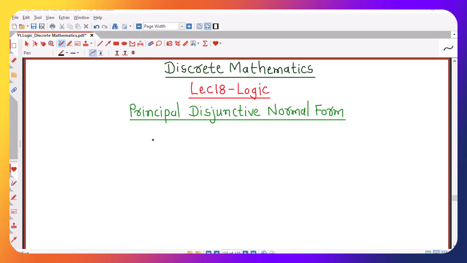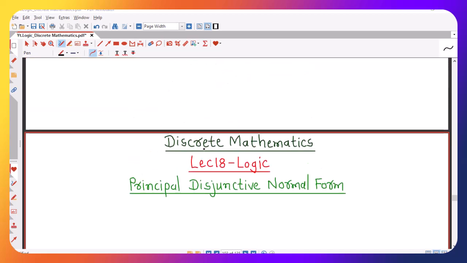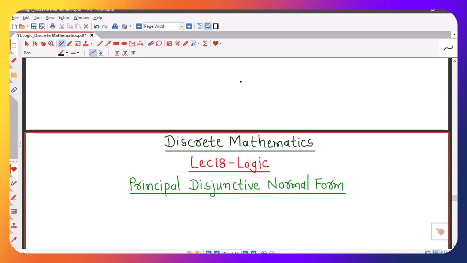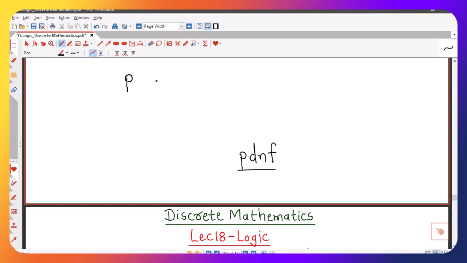In lecture number 17, we introduced principal disjunctive normal form, and in this lecture we are going to discuss the method of finding the principal disjunctive normal form of a given formula. We just recall the definition of principal disjunctive normal form, which we can shortly write as pdnf.